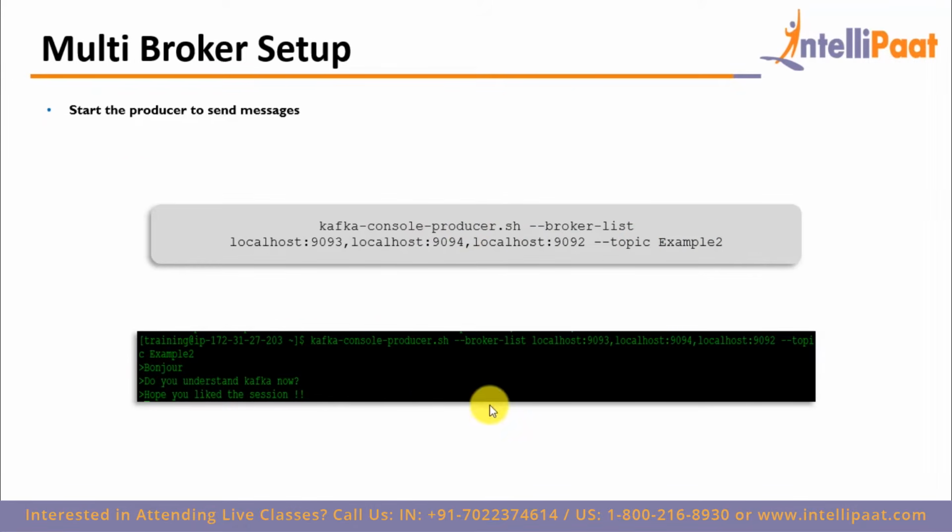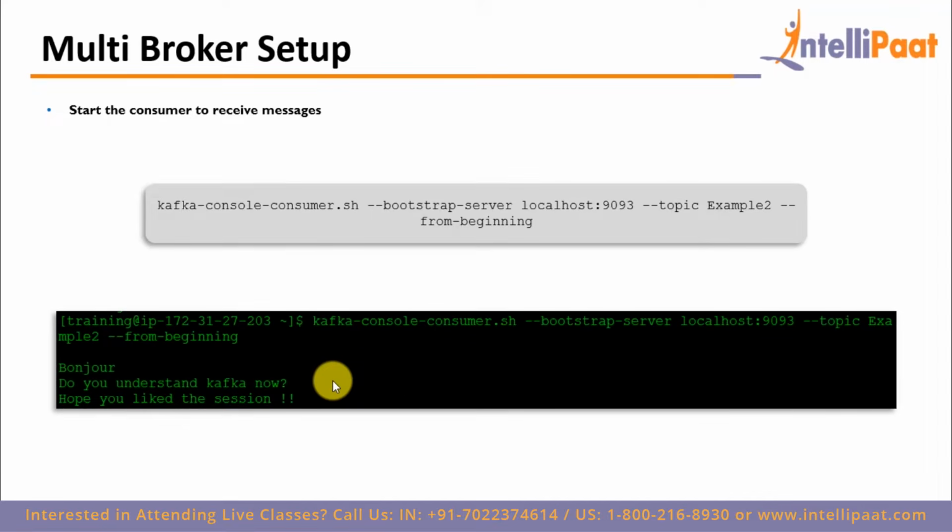Right, so these are the messages which are being sent over here. Bonjour, do you understand Kafka now? Hope you like this session. And then going ahead, we'll also start the consumer. So over here, I'll type in kafka-console-consumer.sh and I'll give the bootstrap server. I'll set the localhost to be equal to 9093 and the topic is example2, because the producer is sending messages to example2, and this will read everything from the beginning.